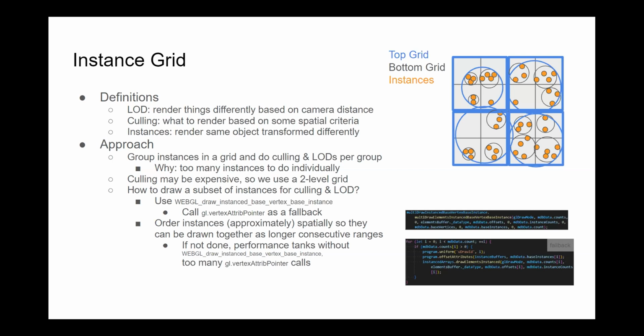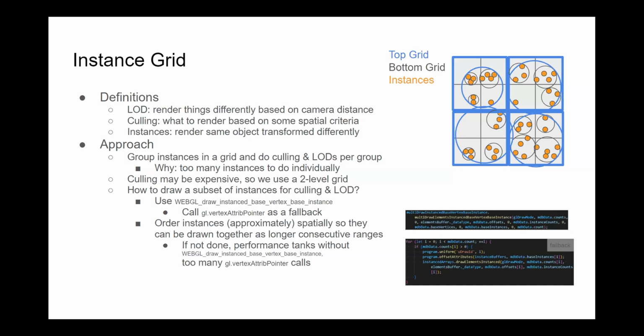LOD, or level of detail, means here we want to render objects with different detail based on their distance to the camera. And for culling, we want to decide what we actually need to send to the GPU based on some spatial criteria like the camera frustum. And lastly, instances. Instances allow us to render the same object at different positions with different rotations. Instances here are our molecules, which are comprised of atoms.